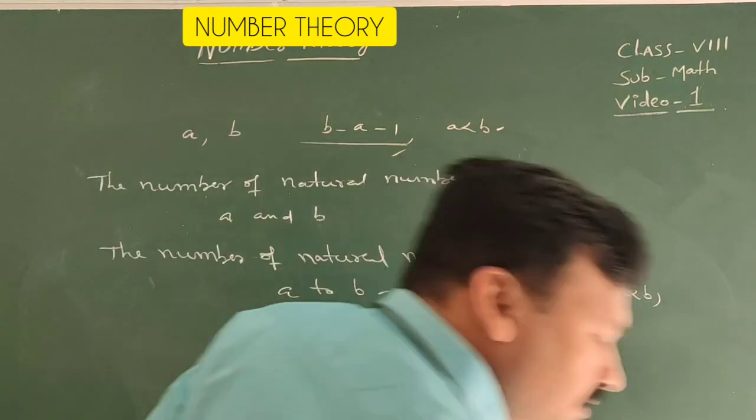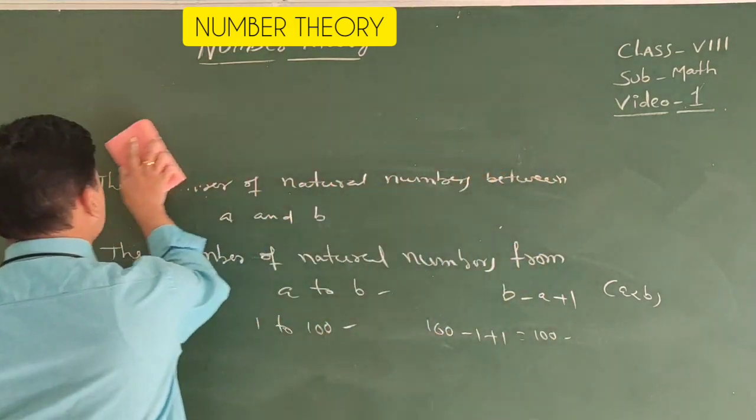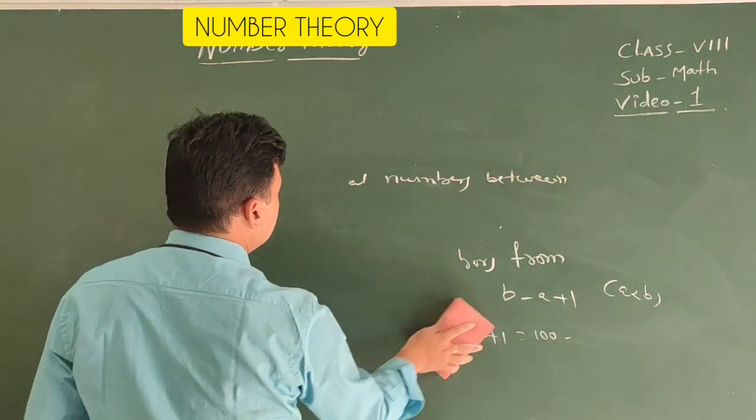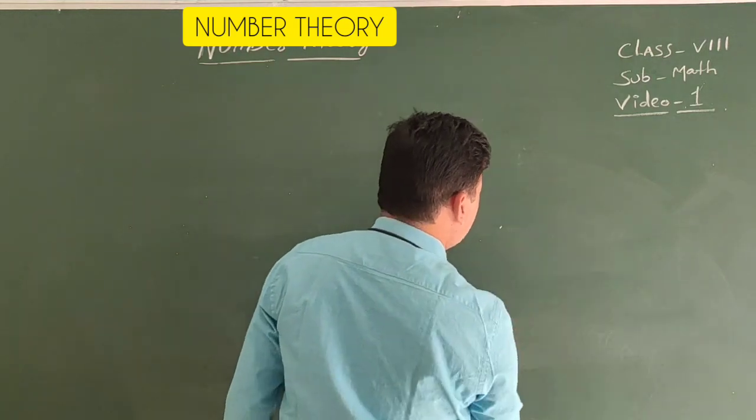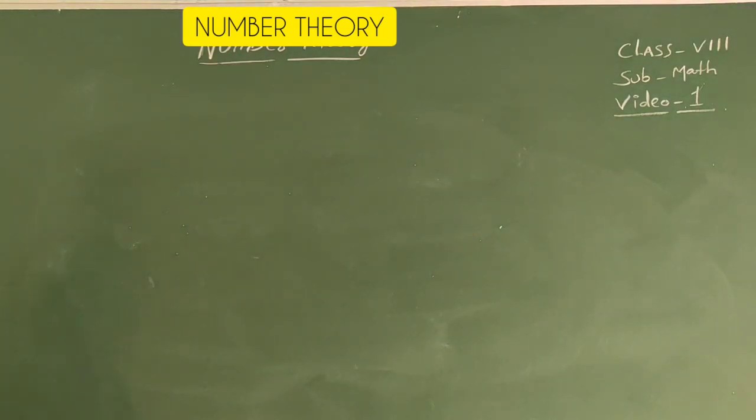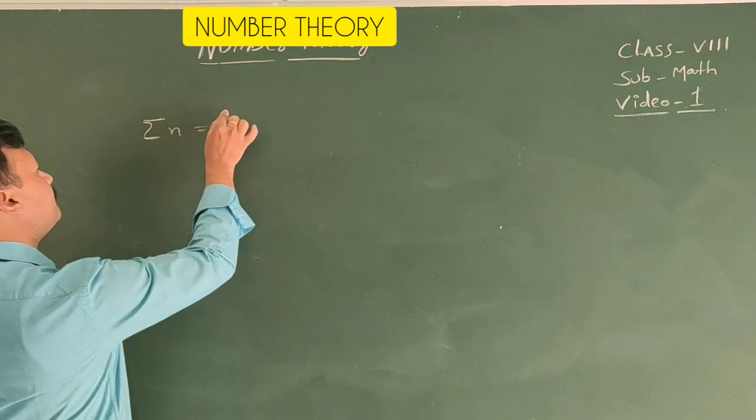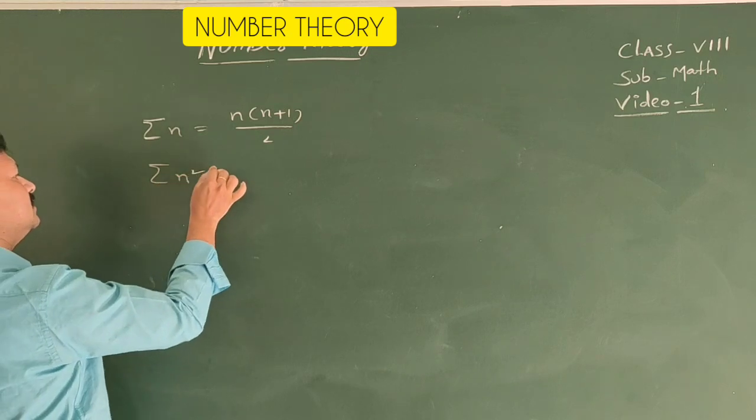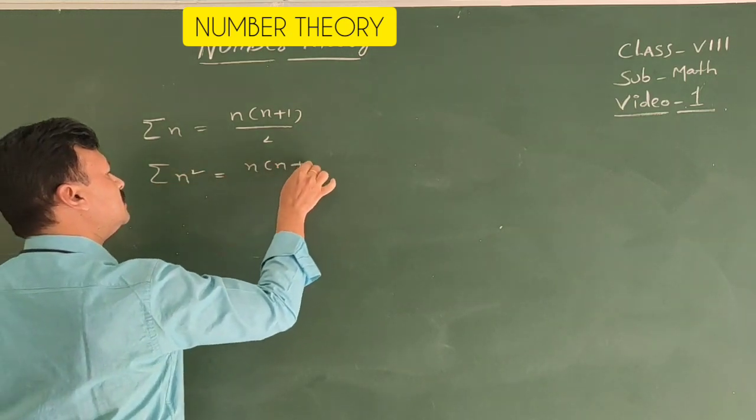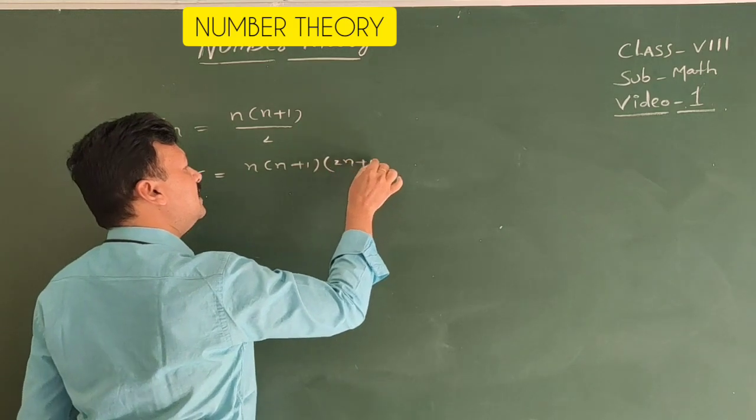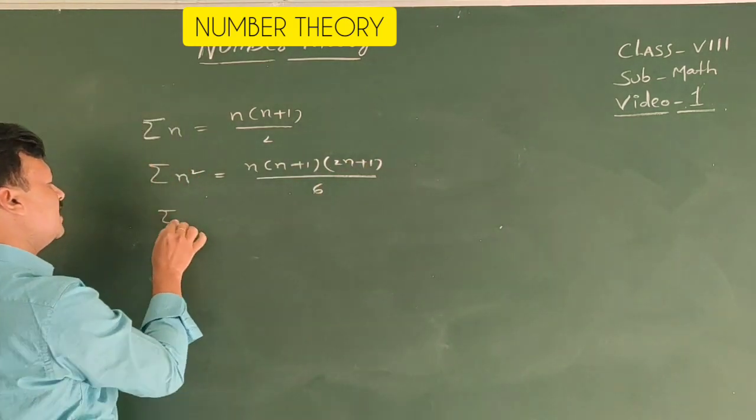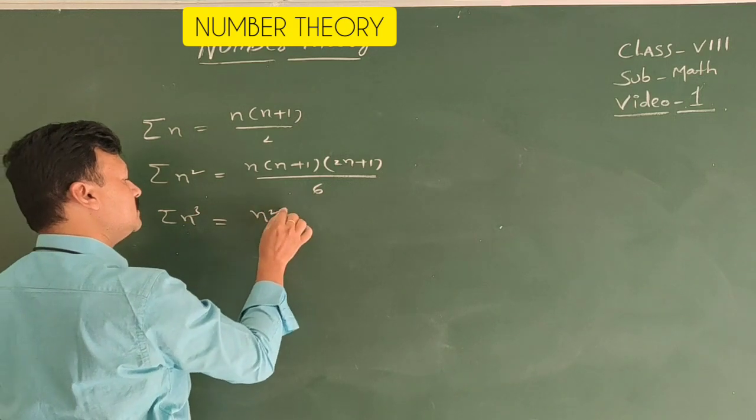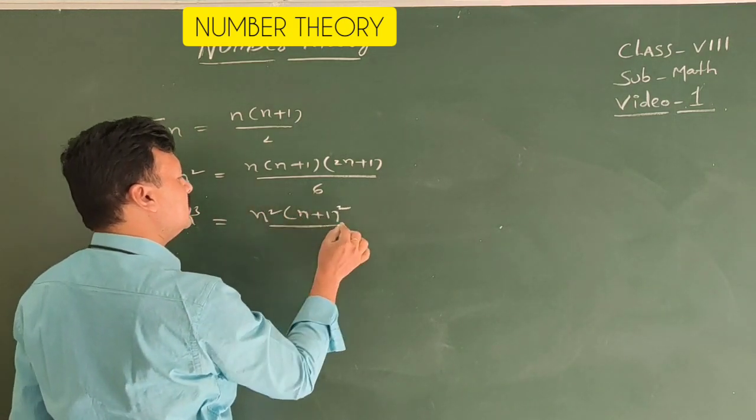Next, the sum of the first n natural numbers, we already learned, is n into n plus 1 by 2. Sum of the squares of the first n natural numbers is n into n plus 1 into 2n plus 1 by 6. Sigma n is n into n plus 1 by 2, sigma n square is n into n plus 1 into 2n plus 1 by 6, sigma n cube is n square into n plus 1 whole square by 4.